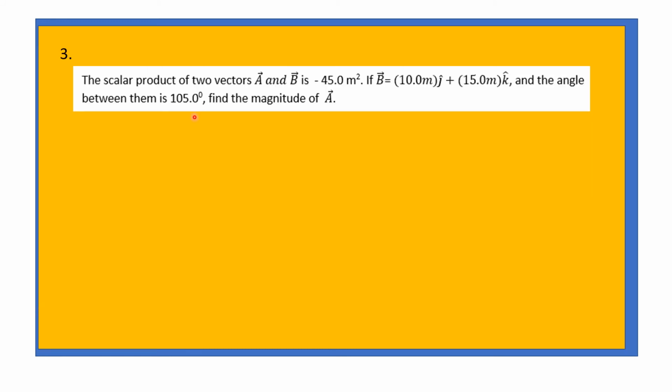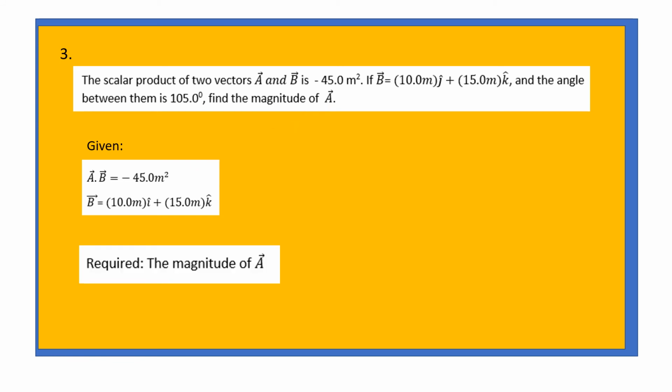Number 3. The scalar product of two vectors A and B is negative 45.0 square meter. If B is 10 j hat plus 15 meters k hat, and if the angle between them is 105 degrees, find the magnitude of vector A. So we are given A dot B equals negative 45 square meter, and B is also given. Then the angle is also given. So what is the magnitude of A?